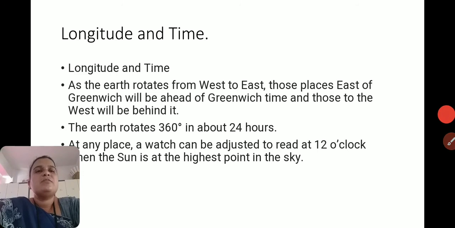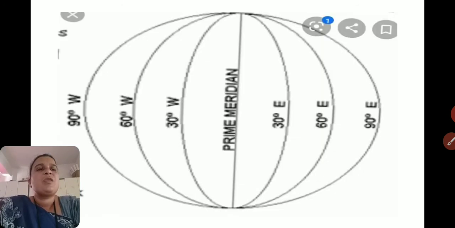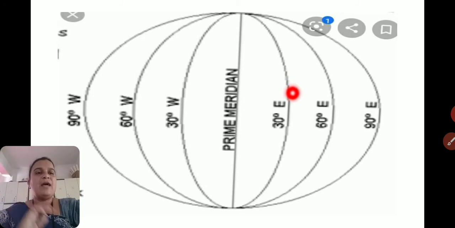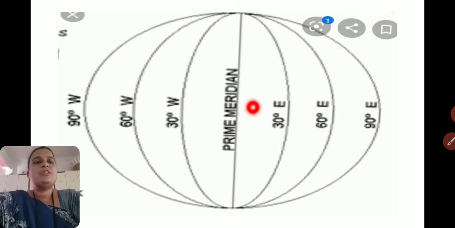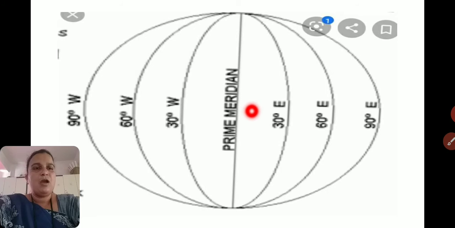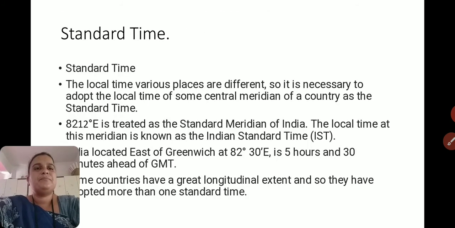The earth rotates 360 degrees in about 24 hours. At any place a watch can be adjusted to read 12 o'clock when the sun is at the highest point in the sky. Now see, suppose the sun is overhead in this country, so that time is considered as 12. And to complete one round of 360 degrees it requires a total of 24 hours, meaning 1 day.